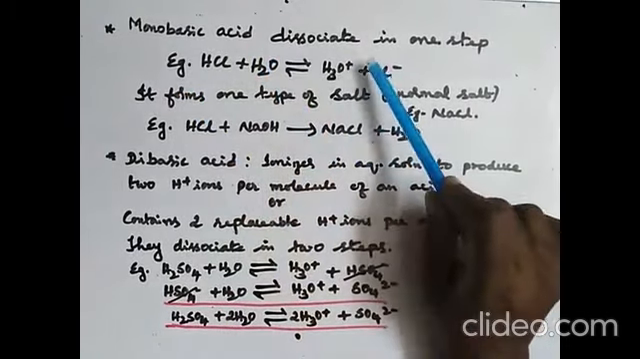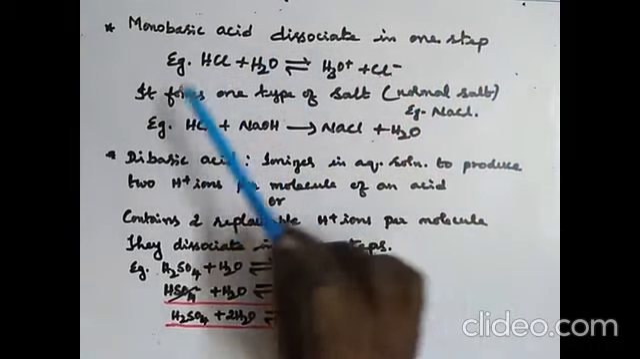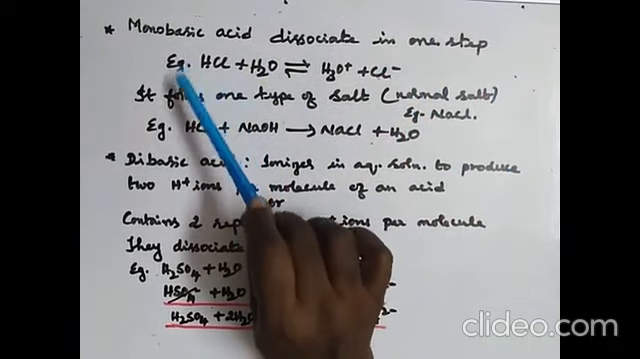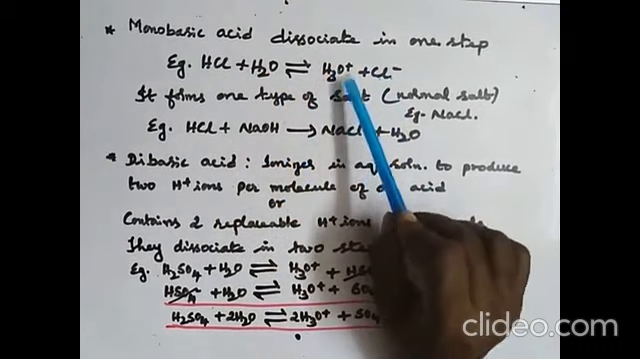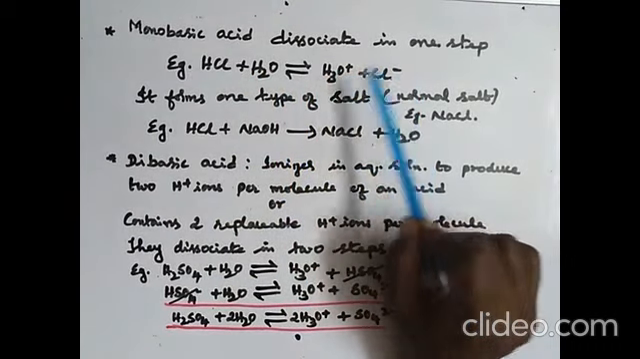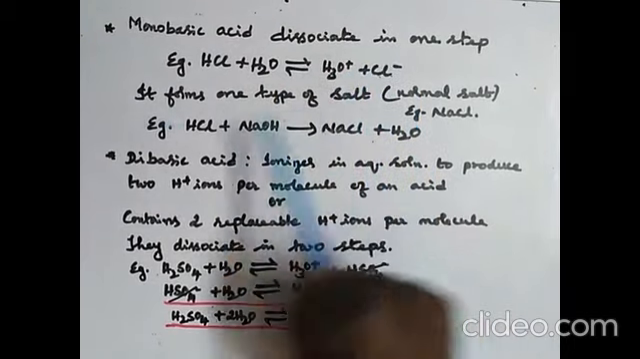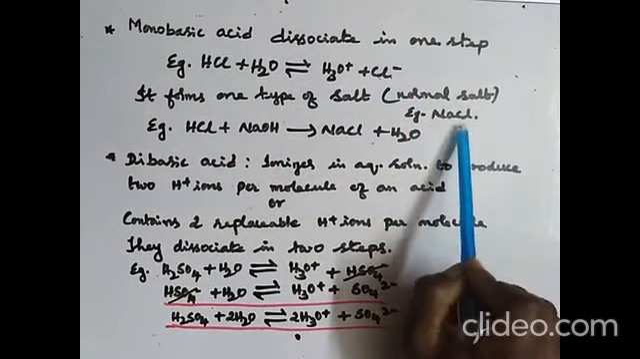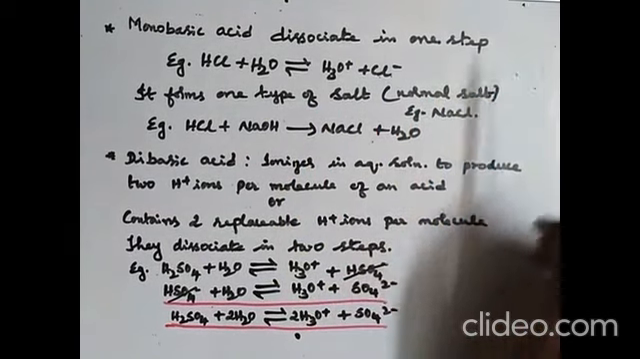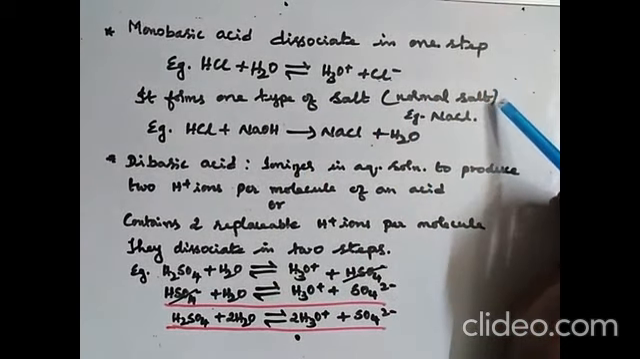Monobasic acids dissociate in one step. Example, hydrochloric acid is a monobasic acid. It combines with water to dissociate, forming hydronium ion and chloride ion. One hydronium ion is formed. It forms one type of salt, that is the normal salt. Example, sodium chloride. There are different types of salts which we will be studying under salts.